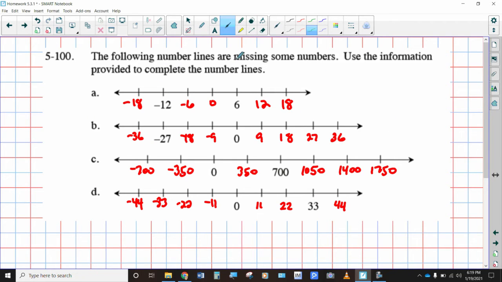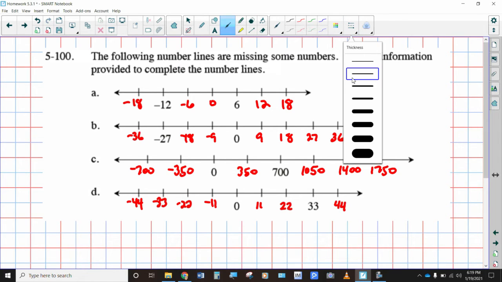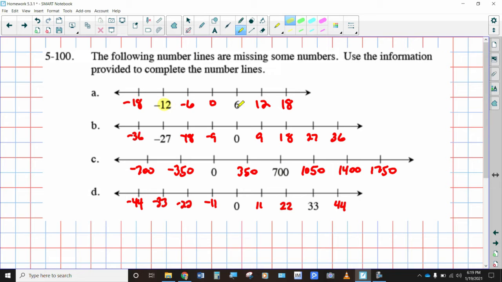All right, so the following number lines are missing some numbers. Use the information provided to complete number lines. All right, so basically, what we want to do is we want to say, all right, you're going from here to here, and it's going to take you how many steps? 1, 2, 3 to get there.